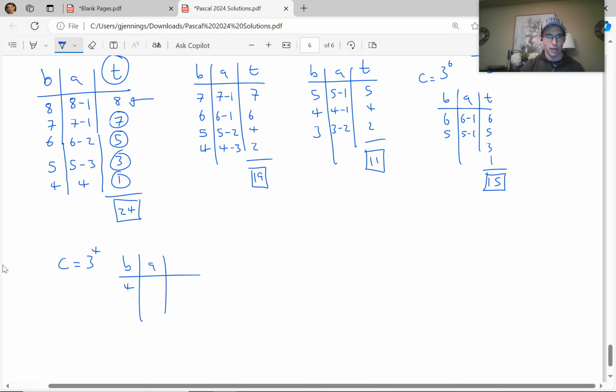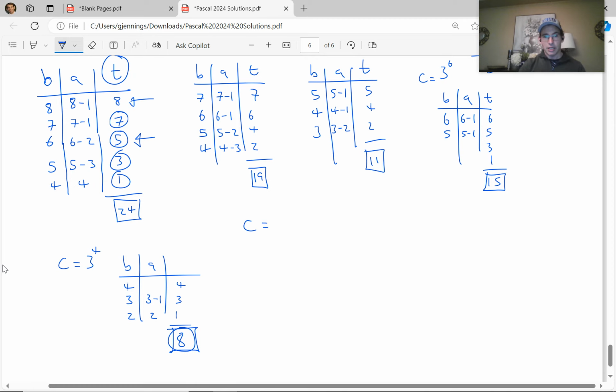If C equals 3 to the 4, then B and A have this thing going on. B could be 4, A is there's 4 of those. B could be 3, A could be 3 to 1, there's 3. And if B is 2, A is 2, there's 1. So that adds together to make 8. Okay, I've been putting boxes around them, so I just want to make sure I count all my boxes because I put circles up there.